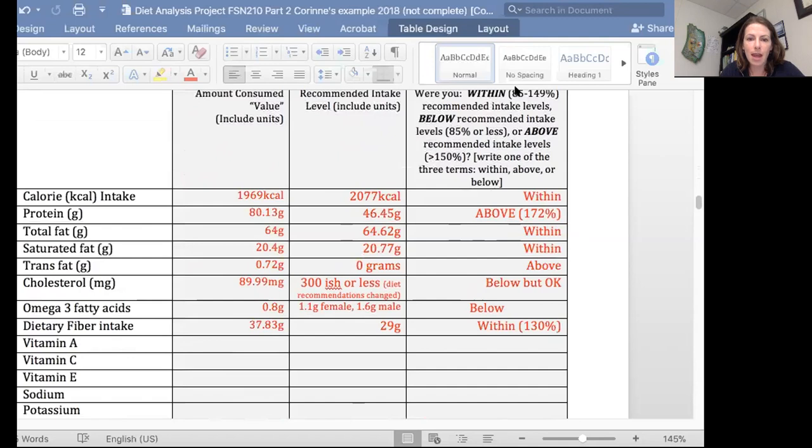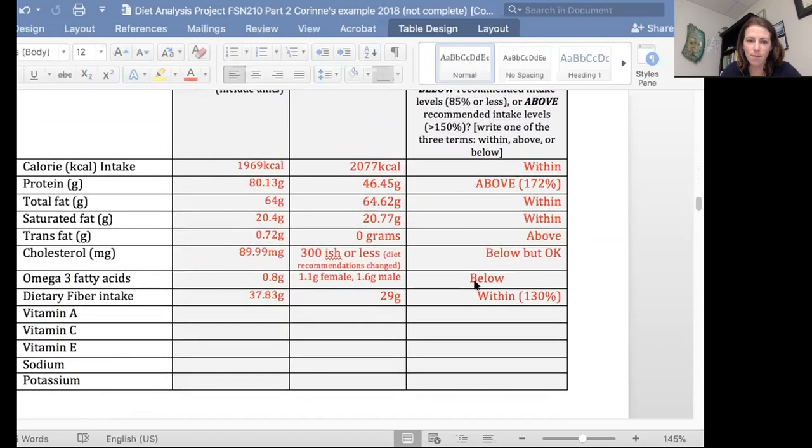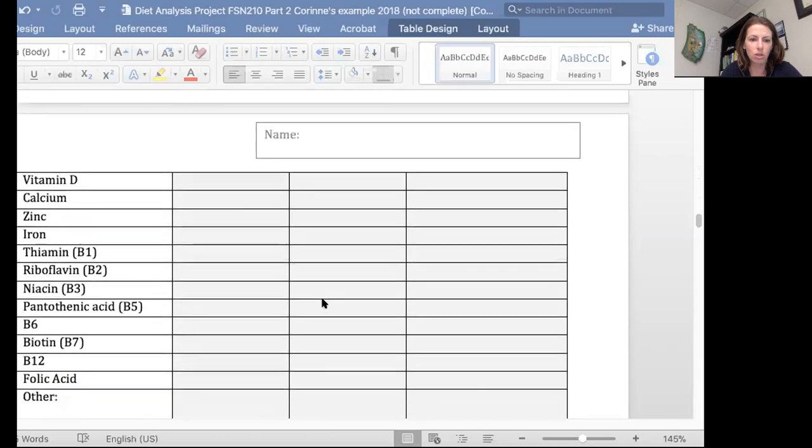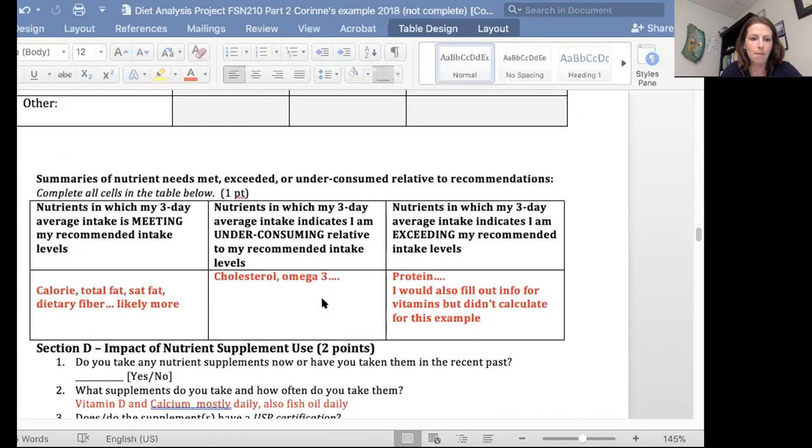If you were within 85 to 149% of your goal, you're going to write within. If you were above 150% of your goal, you're going to write above. And if you were below less than 85% of your goal, you're going to write below. Cholesterol, I was below, but that's okay because we don't need more cholesterol. You will fill this out for all your vitamins and minerals as well. I just didn't do that to save myself some time.